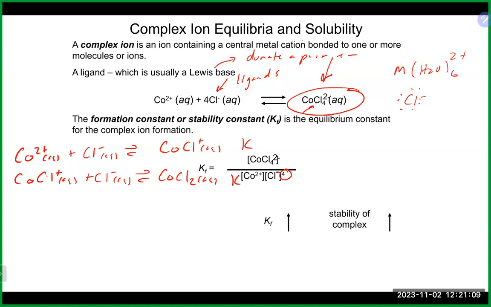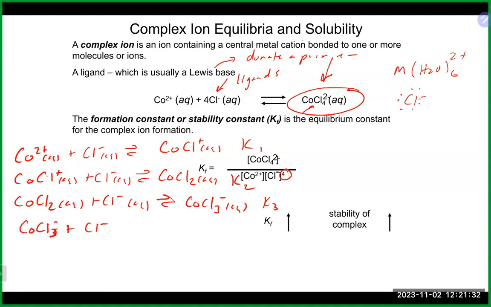And there would be an equilibrium for that. Then this would pick up the third chloride, giving us CoCl3 minus, and this would give, say, K3, if you want, K1, K2, K3. And lastly, this would pick up the last chloride and make CoCl4 2 minus, and that would have a K equilibrium with it. So these are actually stepwise processes where these ligands come on. What we're looking at here is actually the overall reaction.